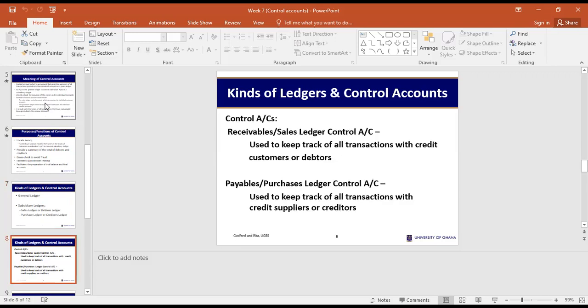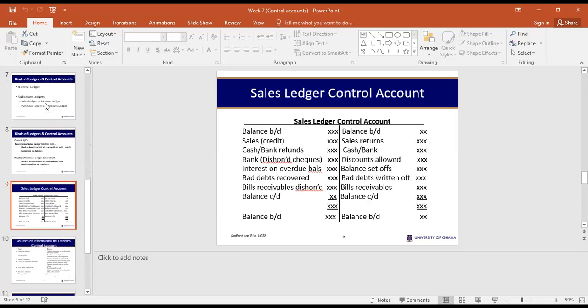So we have the receivable or sales ledger control account. The sales ledger control account can also be called the debtors control account, and the payables control account, or the purchase control account, can also be called the creditors control account. I'm just rushing through all this because I want us to get to the calculation. I need to ask you some of this, so this part is very important.